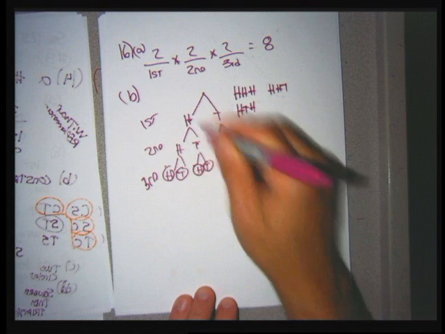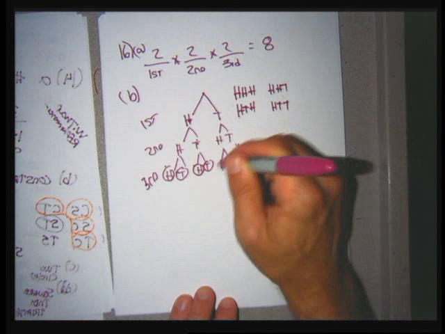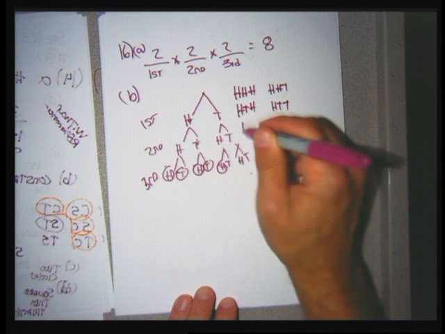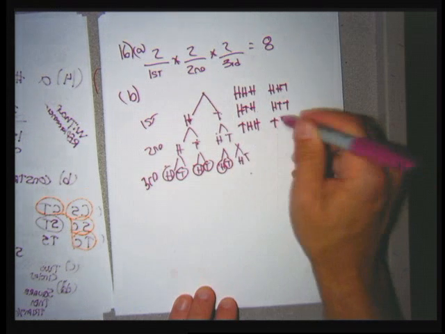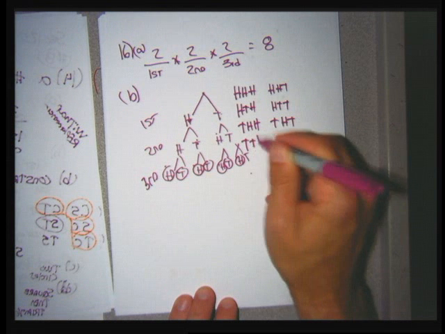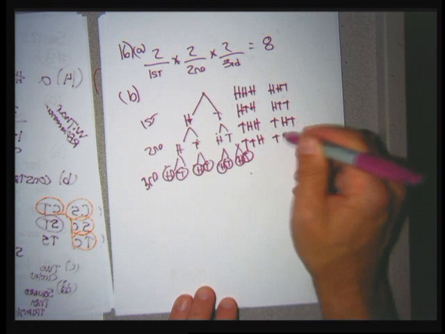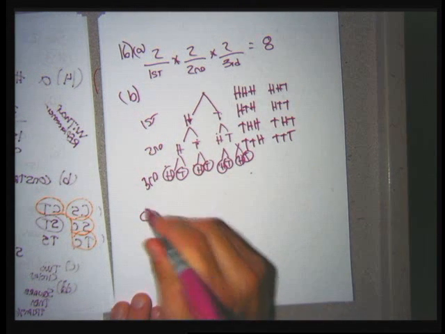To get to this T, it's HTT. To get to this H, it's THH. To get to this T, it's THT. To get to this H, it's TTH. And to get to that T, it's TTT. So I went through it kind of fast with the idea you can pause it and work your way through that. There's 8 elements in my sample space. All the probability questions that the author asks me, I'm probably going to throw an 8 in the denominator.